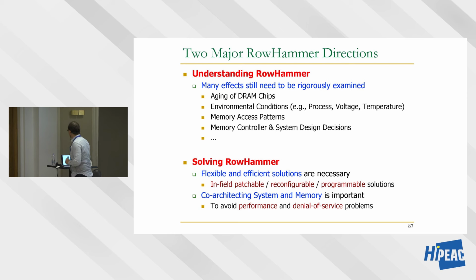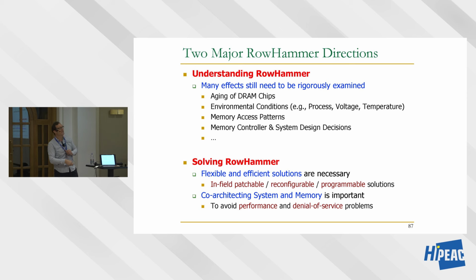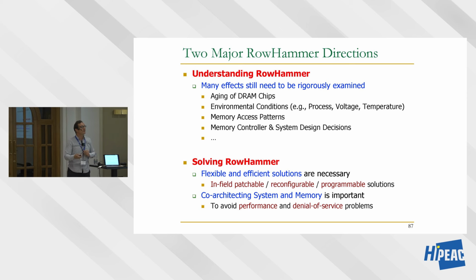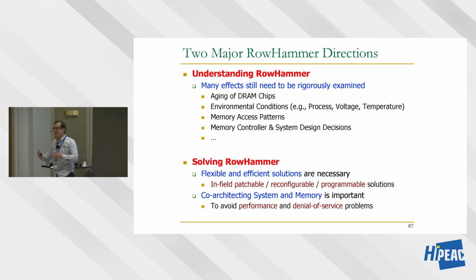And we will see that toward the end of this lecture. Okay, so before going into more history, I think we need to understand Rowhammer even more. Many effects still need to be rigorously examined. I'm going to show you some results on some of these effects. And we still need to have better solutions to Rowhammer, more flexible, efficient, like better memory controllers, let's say. And I think co-architecting system and memory is important because we will see some of the solutions will transform the problem from bit flips to denial of service, which is probably better than bit flips, but denial of service is also something that you don't want in general in your systems.